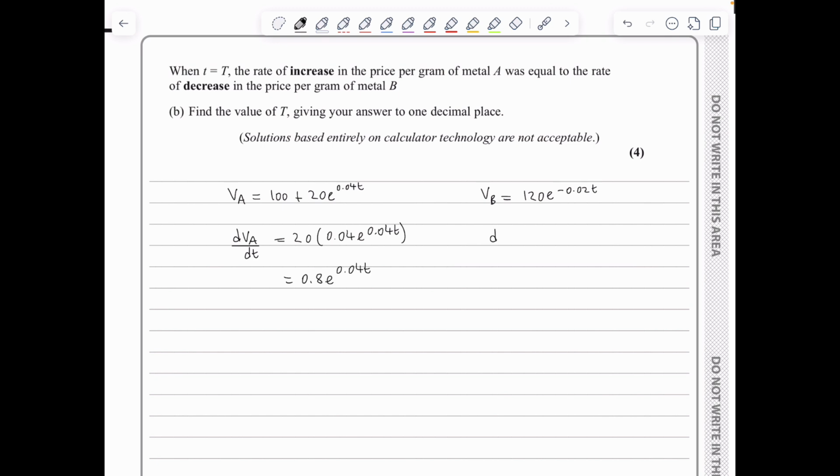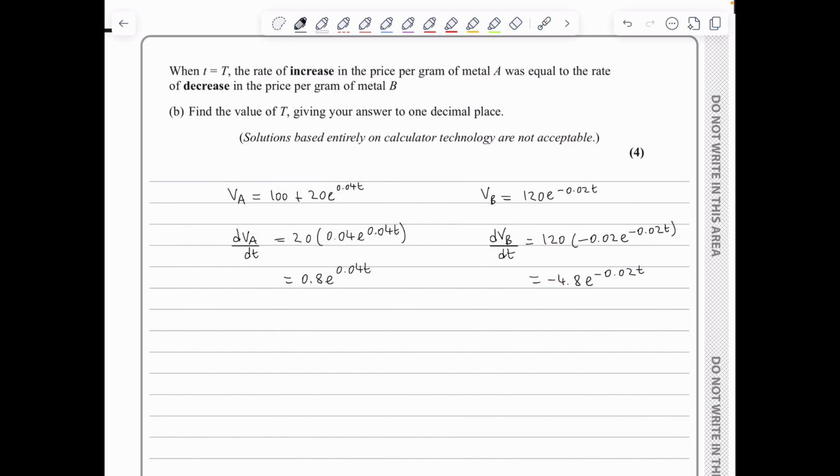And let's proceed for V_B. So dV_B/dt is going to be 120 times the negative 0.02e^(-0.02t), which simplifies to -4.8e^(-0.02t). Now the negative here indicates a decrease because the price per gram for metal B is decreasing.